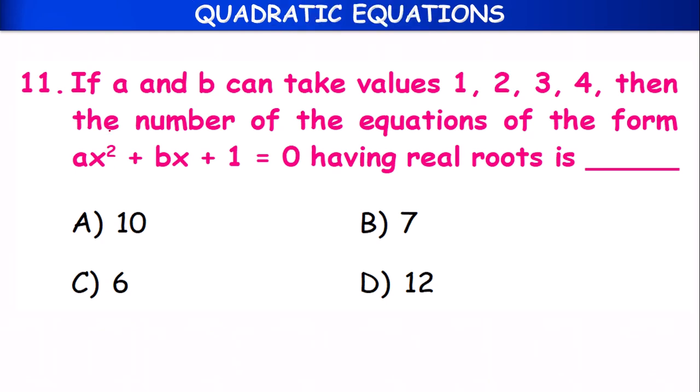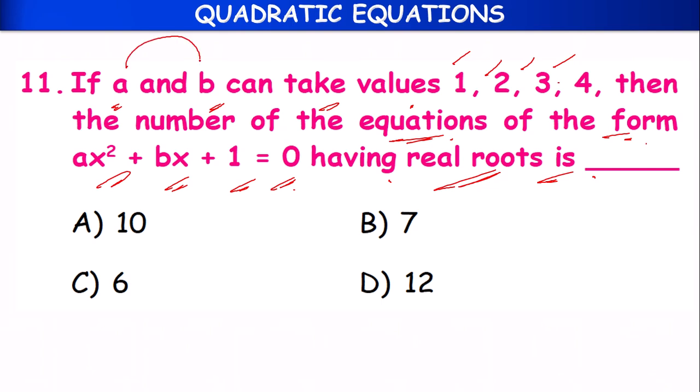Next one. If a and b can take values 1, 2, 3, 4, then the number of equations of the form ax square plus bx plus 1 equal to 0 having real roots is dash. So here, in the place of a and b we can keep the values 1, 2, 3, 4, either 1, 2 or 1, 3 like that. Then how many equations of the form ax square plus bx plus 1 equal to 0 have real roots?